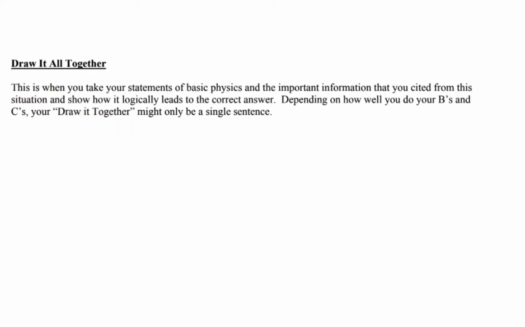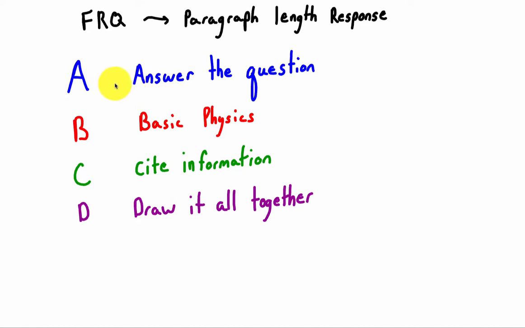Okay, so one more time, we have the ABCDs. Answer the question, basic physics, cite the information, and draw it all together. So let's look at an example problem.